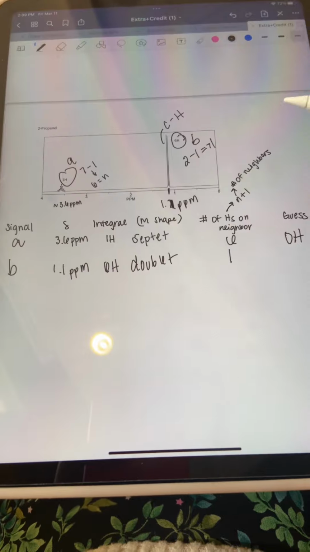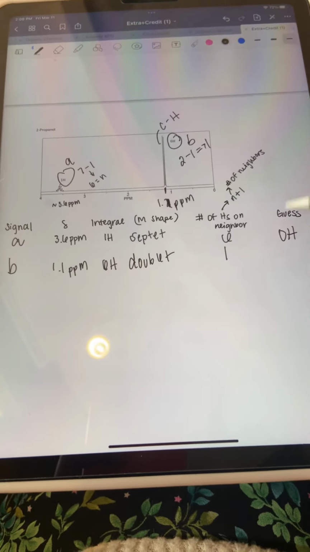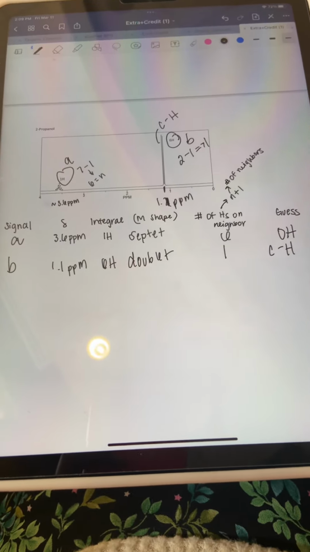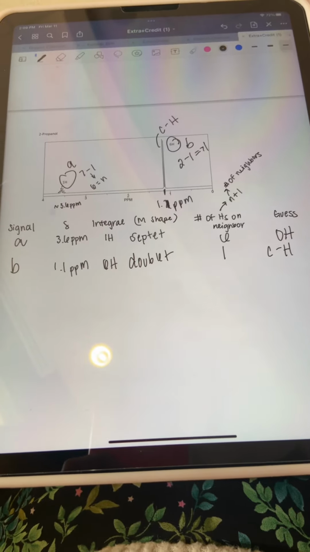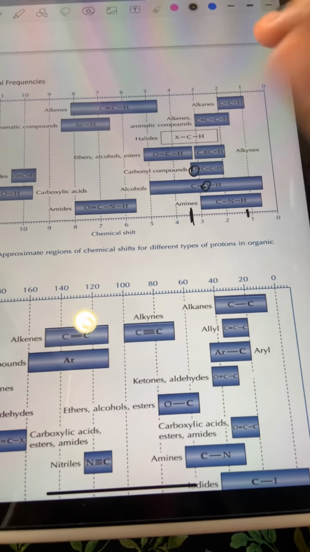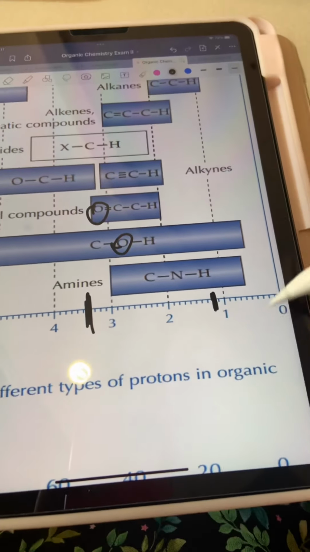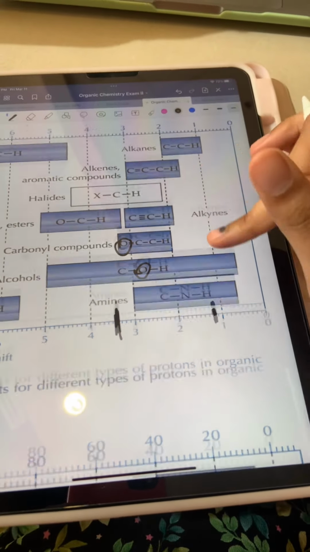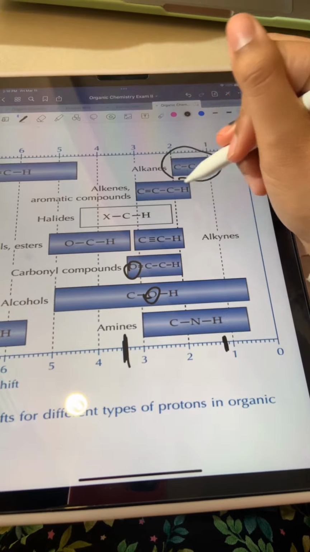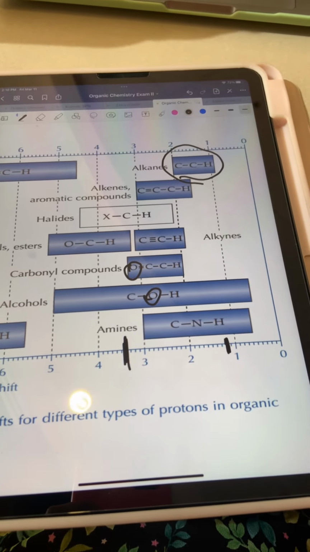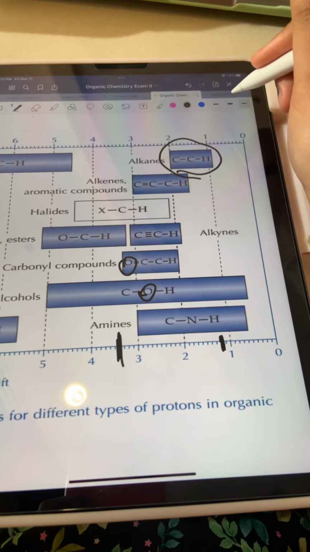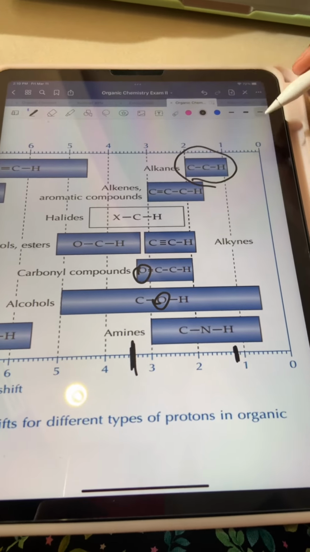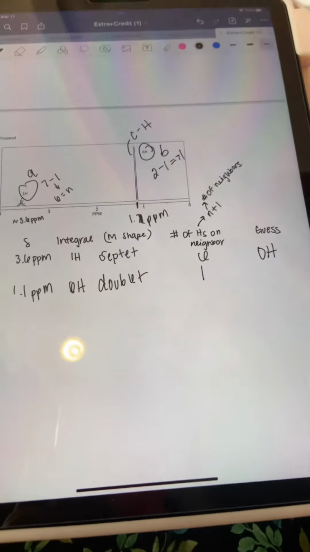And so even though the doublet gives it away that it's a CH group, we're going to go back to the literature spectra and see. Okay, so right here at 1.1 approximately, we see the alkanes family. So we're going to see a carbon attached to a carbon attached to a hydrogen. So we're going to go ahead and write that.